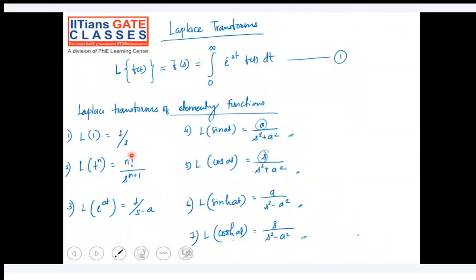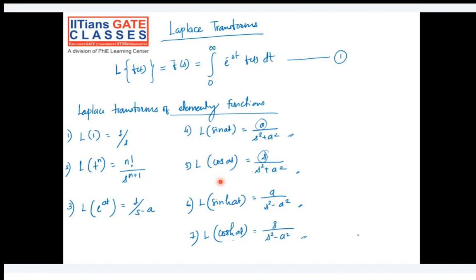e to the power 8t, e to the power 2t, e to the power 3t, e to the power 4t. It can be anything, right? a can be anything. Under that situation, the Laplace transform will be 1 upon s minus a. So a here is the constant term and t is the variable.